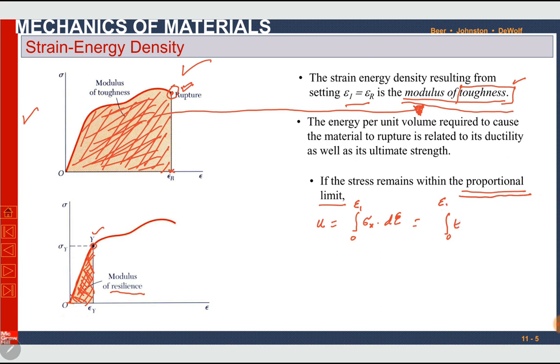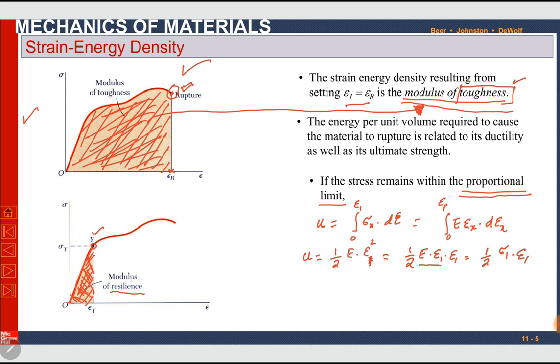Hooke's law says that stress is equal to modulus of elasticity times strain. We can integrate stress with respect to d epsilon, so it will be 1 over 2 E times epsilon squared, since the integral runs from 0 to epsilon 1. Again, we can write it as 1 over 2 E epsilon 1 into epsilon 1, since it is a square. Or we can call it 1 over 2 sigma 1 into epsilon 1, because E into epsilon 1 is equal to sigma 1 as per Hooke's law.